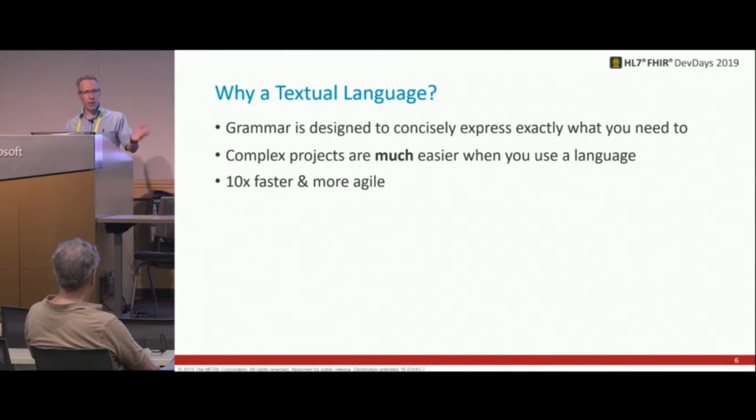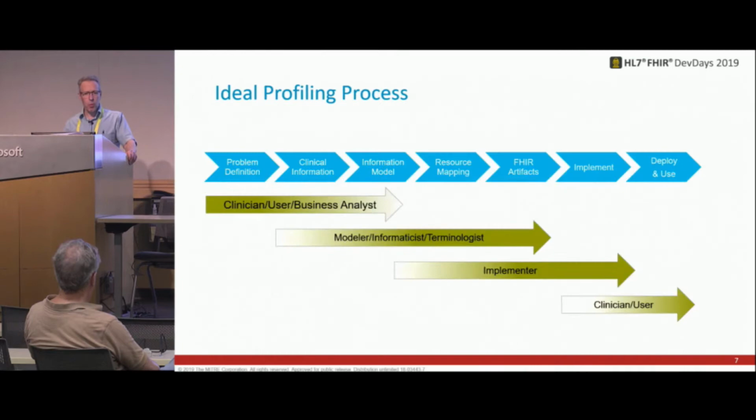So here you're writing a little bit of code to get a lot of bang for your buck. And we believe that it's 10 times faster than editing structure definitions one at a time. I'll explain about the agility point of that. So we believe it's much more powerful than other techniques for creating profiles. And, you know, you might ask, why is that important?